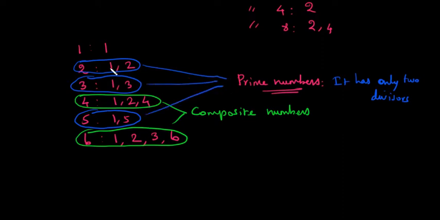Okay, so what about 1? Does it have two divisors? No. Does it have more than two divisors? No. Then 1 is called neither a prime number nor a composite number. It's not a prime number and it's not a composite number either. So this number is neither a prime nor a composite number.